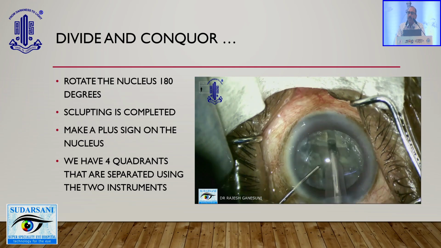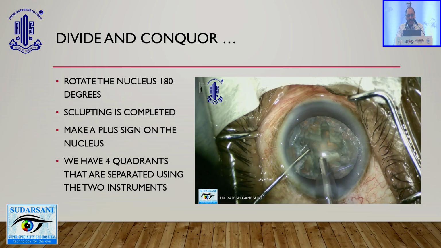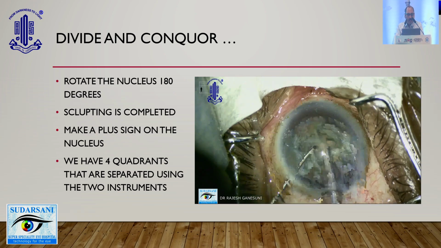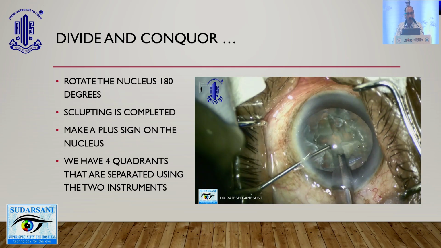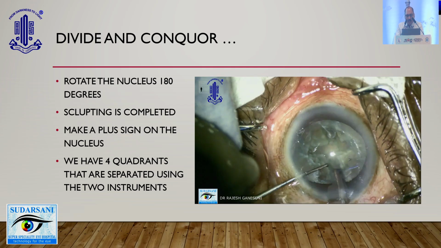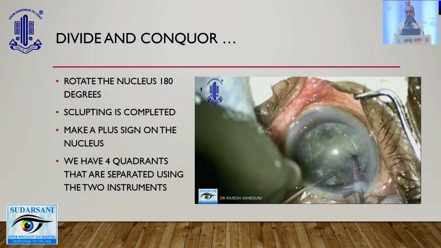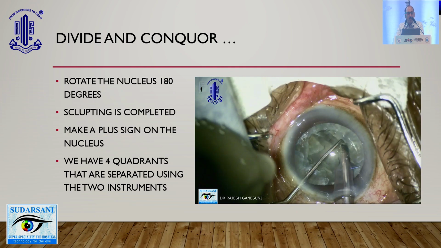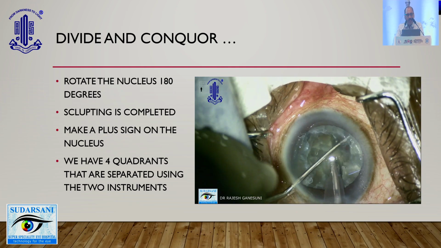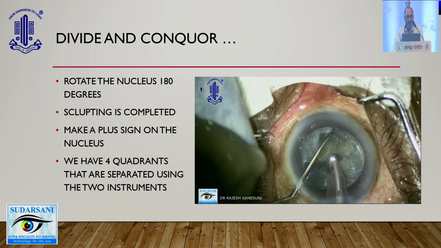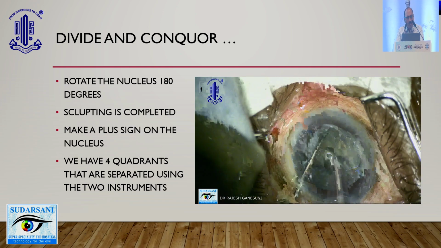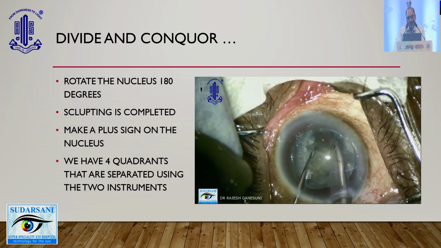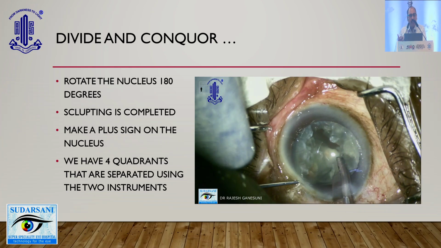We can divide the nucleus into these 4 quadrants, and these are separated using two instruments. One is your phaco tip, the other one is a side port instrument that you introduce. Either it can be a chopper or a Sinskey. While we are trying to break this nucleus into smaller pieces, we should be very careful not to cause any undue damage to the zonules or to the posterior capsule. We should exert just that much pressure to separate the posterior plate of the nucleus.